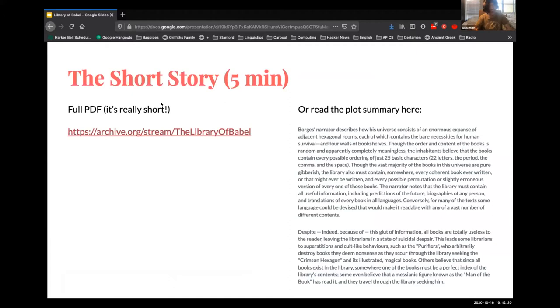If you're unaware of the premise or simply want to brush up because you read it a while ago, I'll give you some time right now to skim the short story or read the summary, which is on the next slide. After that, we're going to start talking about some ways you can look at the idea of meaning and truth and apply it to the library, although it's a very superficial skim of epistemology, really. Then we'll also talk about a bunch of miscellaneous observations, and then we'll open it up to Q&A.